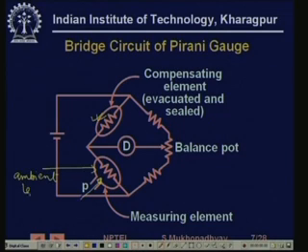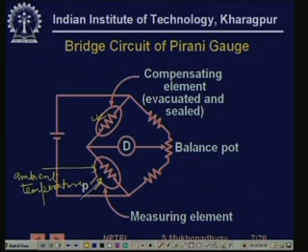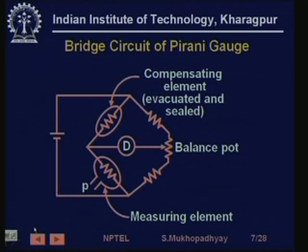Because the heat flowing out depends not only on the thermal conductivity, but also on the temperature difference between the filament and its environment. So if the ambient temperature changes, then this is an interfering input. This can be compensated by this compensating element, and then you have a normal Wheatstone's bridge, which will give you an output which will show you the pressure. So this is a case where only a primary sensor is used.